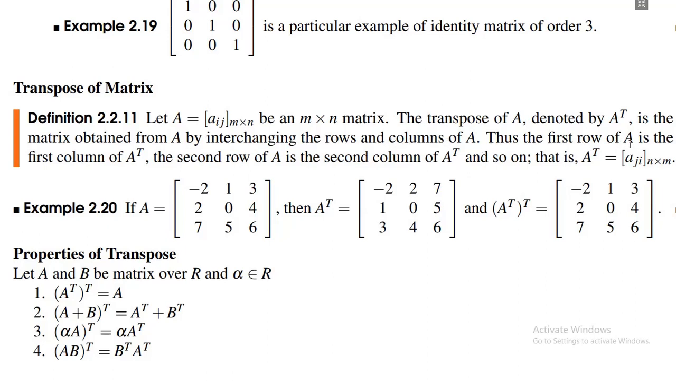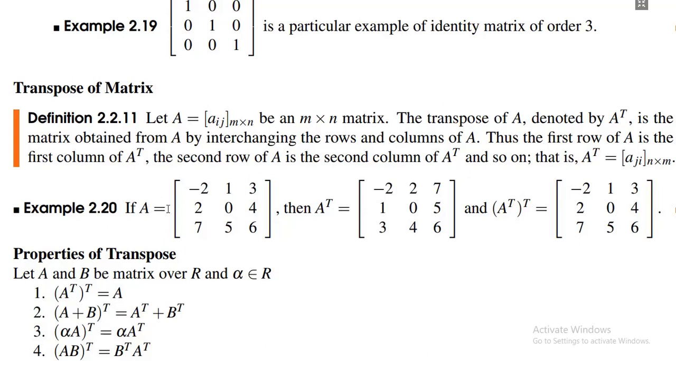Thus, the first row of A is the first column of A transpose. The second row of A is the second column of A transpose, and so on. That is, A transpose is the same as (a_ji) of order n by m. Means that, in short, if matrix A is given as (a_ij) of order m by n, then A transpose is a matrix with entries (a_ji) of order n by m.